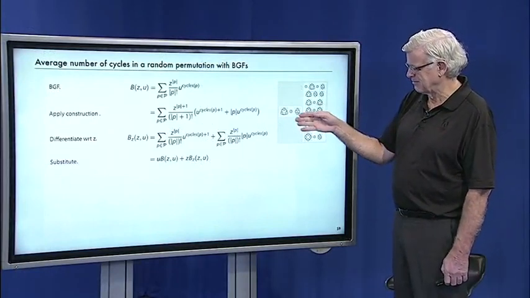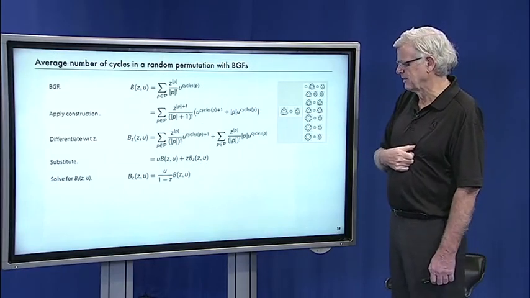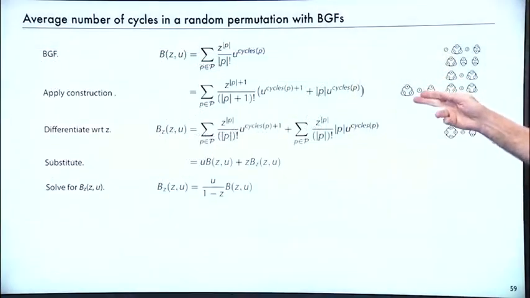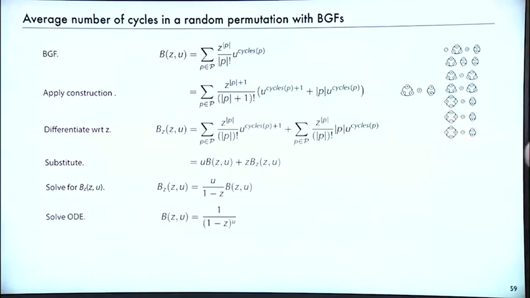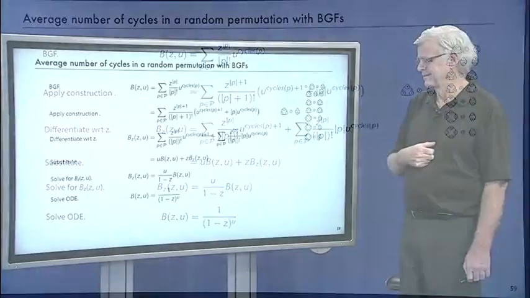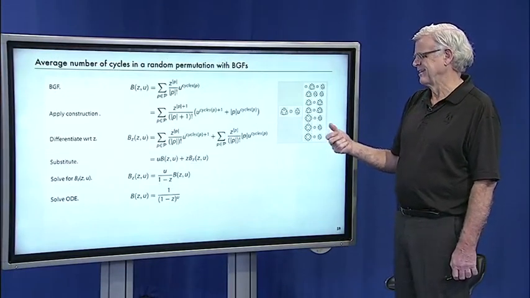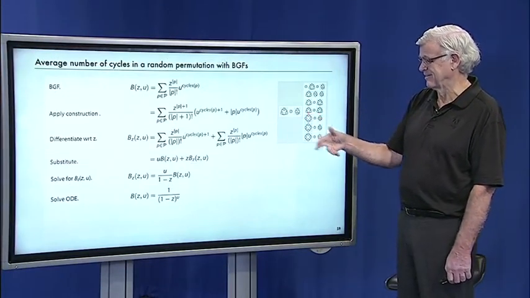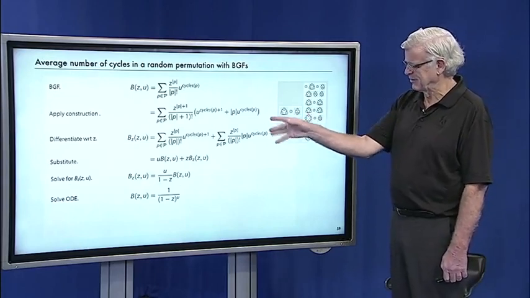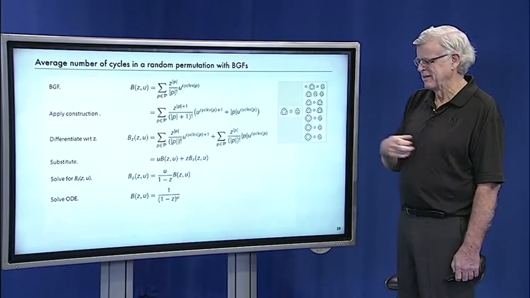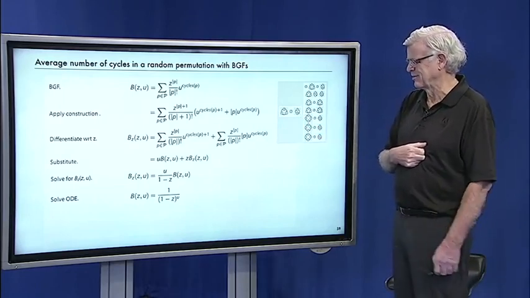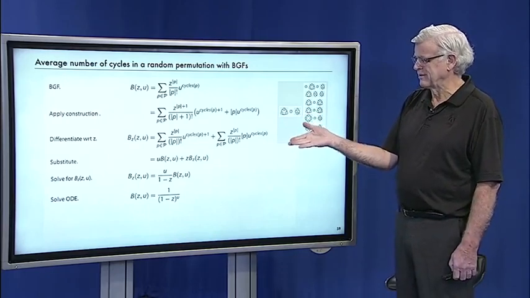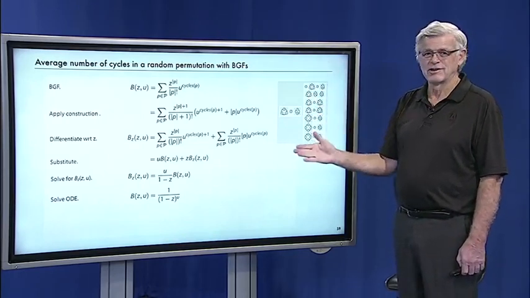And now we can solve for the derivative with respect to z. And we have b_z of u equals u over 1 minus z, b of z of u. And that's a differential equation in z that we can just solve. And it's 1 over 1 minus z to the u. And it's a little shocking at first that there should be such a simple solution. But once you think of u as a constant and just work with the z, it's not so amazing a calculation. And that's an explicit formula for the bivariate generating function.